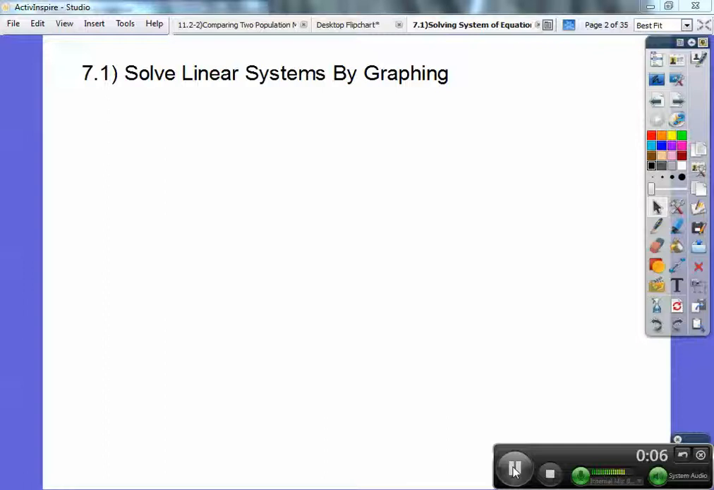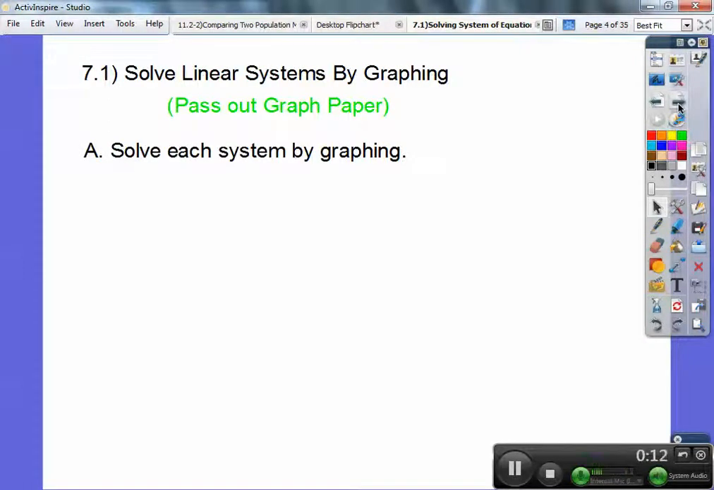This will be a lesson on solving linear systems by the graphing method. So let's begin. I'm going to pass out some graph paper to you, but for now, if you don't have graph paper, no big deal. You just need a straight edge. So get something like a ruler or the side of a card, something you can draw a nice straight line with. So here's solving each system by graphing.